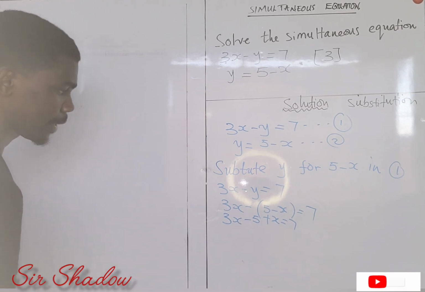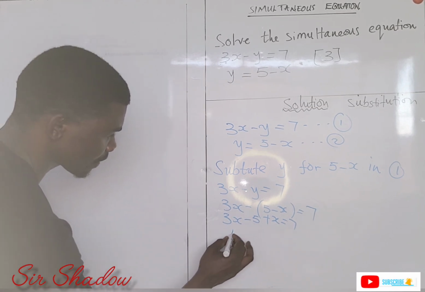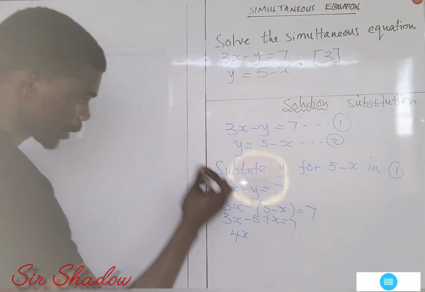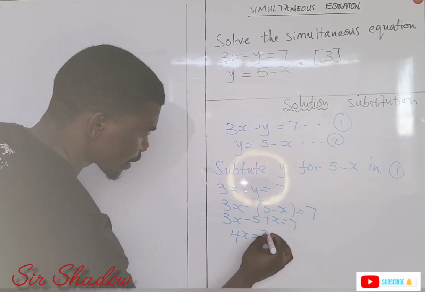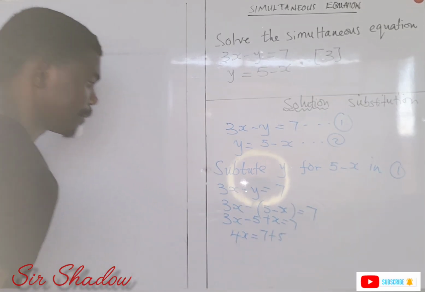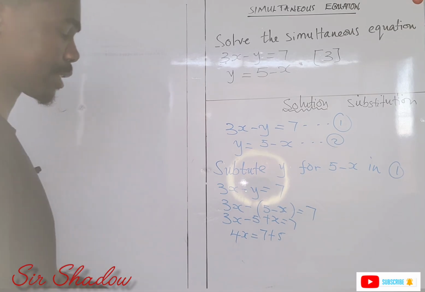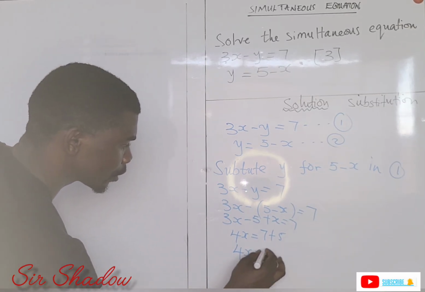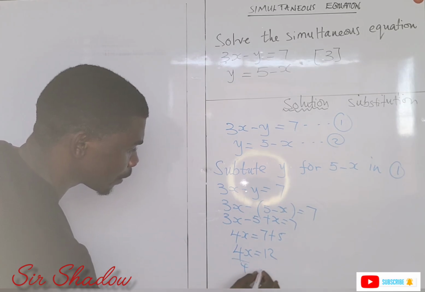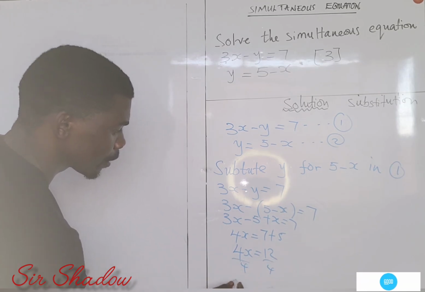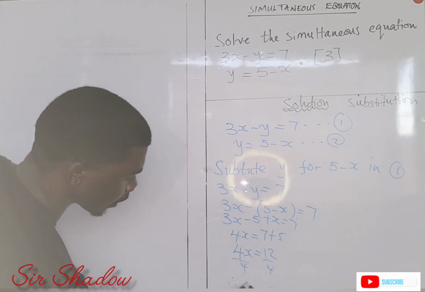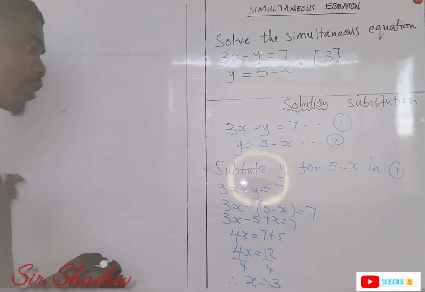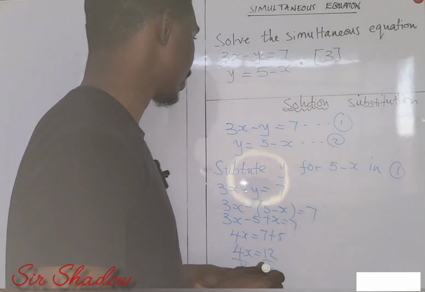Let's now group the like terms. 3x plus x gives us 4x. Then this 5 goes to this side: 4x is equal to 7 plus 5, which is 12. So 4x is equal to 12, divided by 4 on both sides. Therefore, x is equal to 3. Now we have managed to get the value of x using the substitution method.